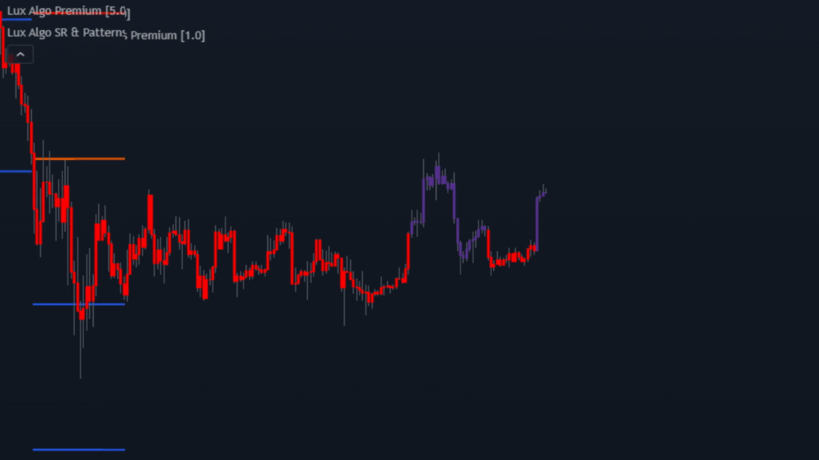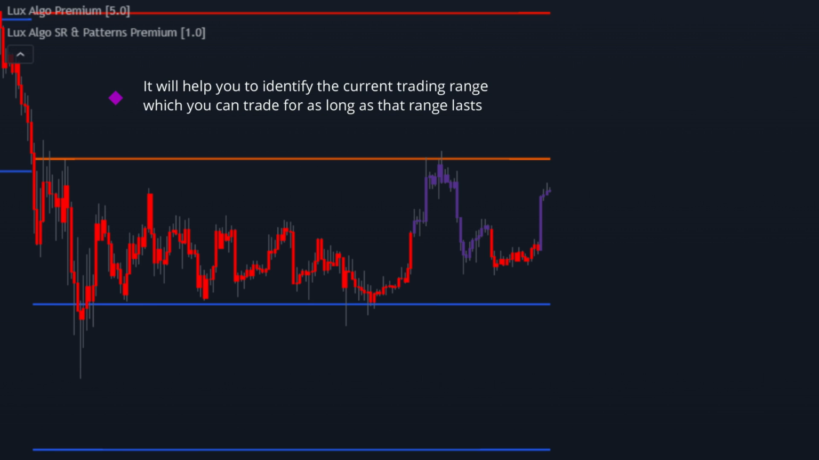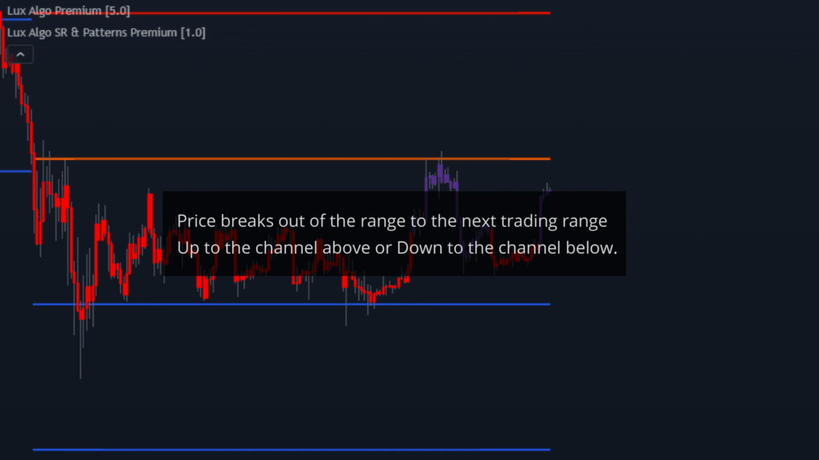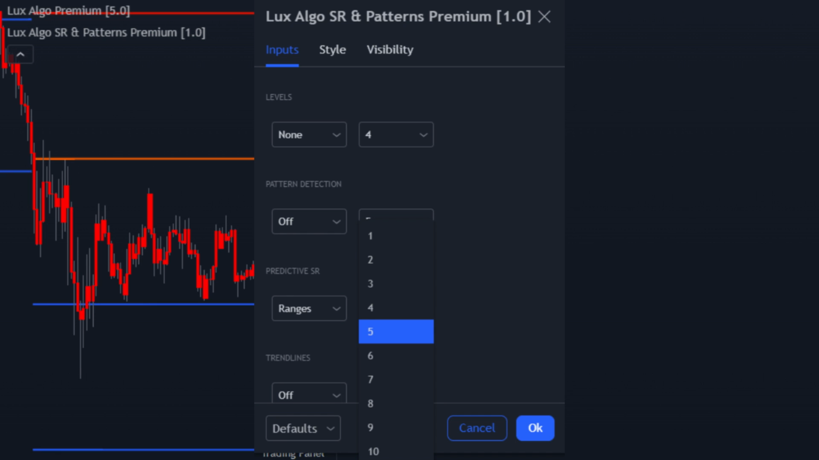Predictive ranges are a fantastic tool to help trade a ranging market. It will help you to identify the current trading range, which you can trade for as long as that range lasts. Then follow as the price breaks out of the range to the next trading range, whether that be up to the channel above or down to the channel below. You can adjust the frequency of the levels based on your own preference, from 1 to 10.